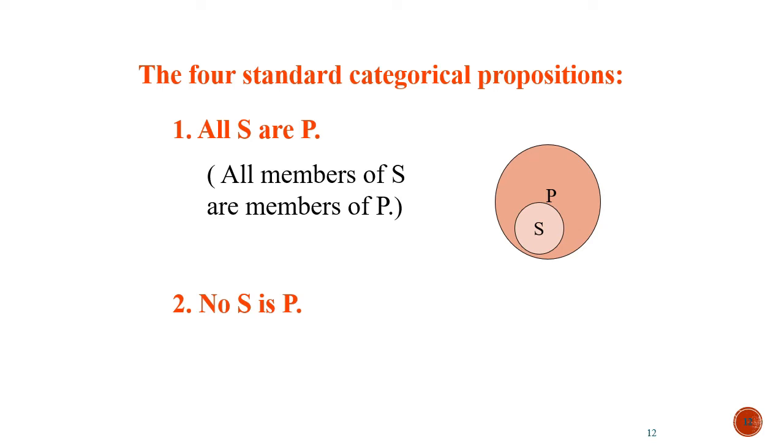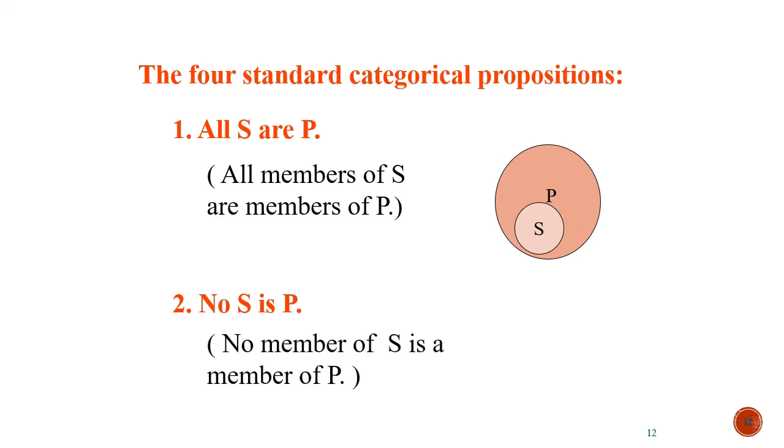Second is no S is P. No member of S is a member of P. So here, S is outside P. So they are disjoint because no member of S is a member of P. Okay, so do you understand the difference? Do you see the difference?